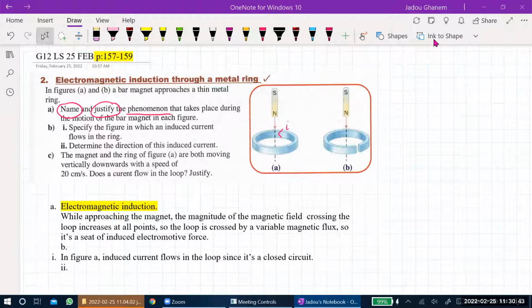Okay, do you have anything to add, Danny, before I check if there is any question from Riwa? Okay, Riwa. Yes. Tell me.